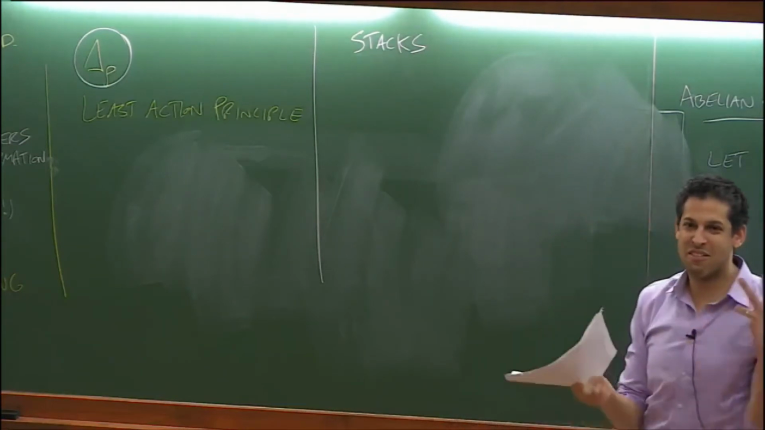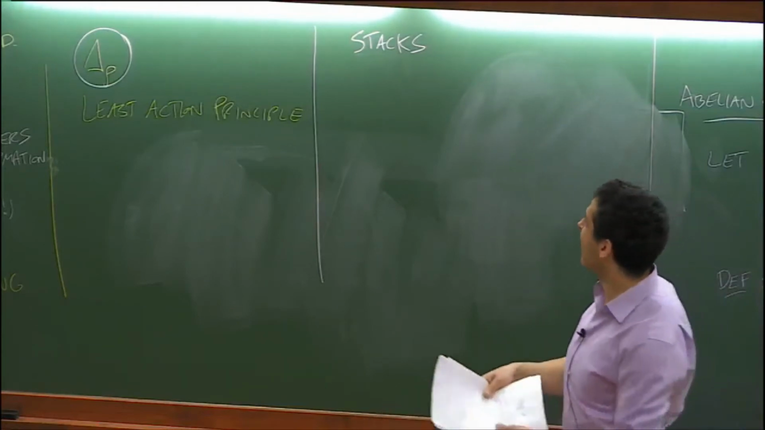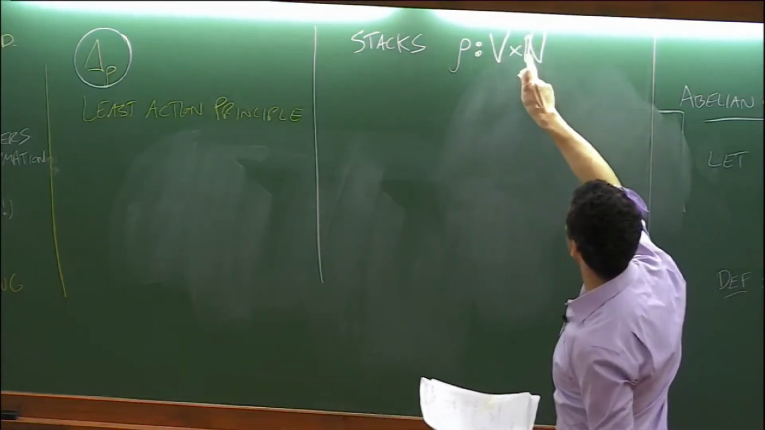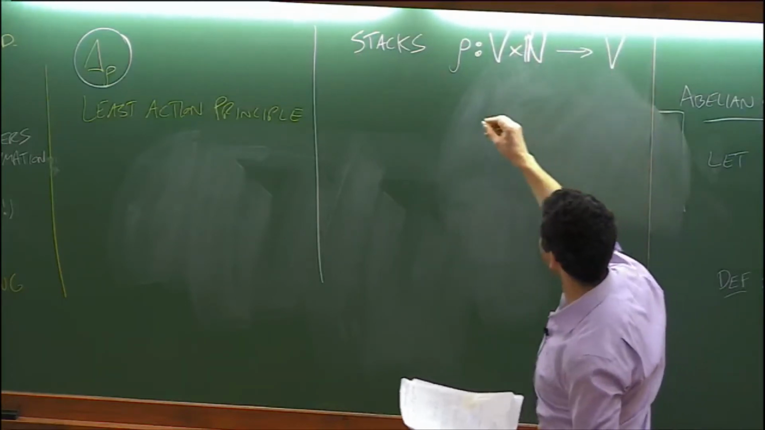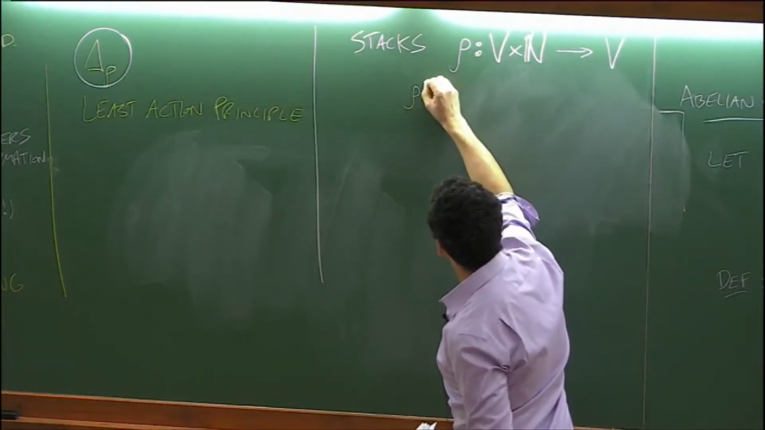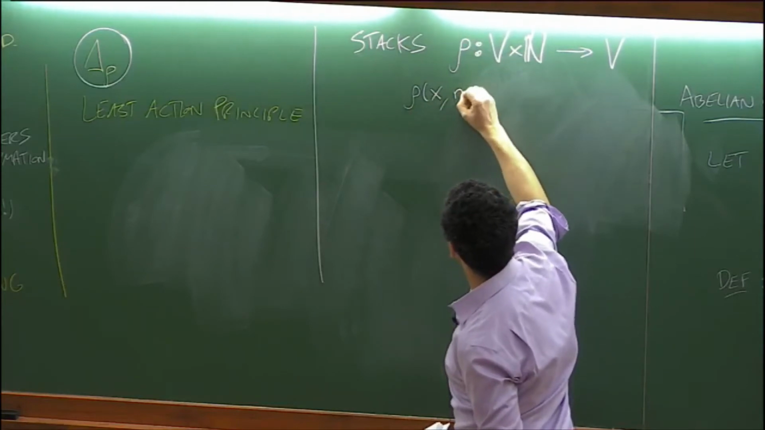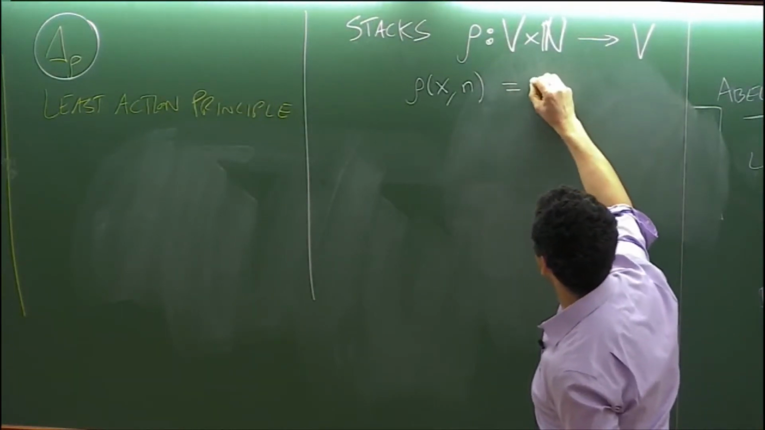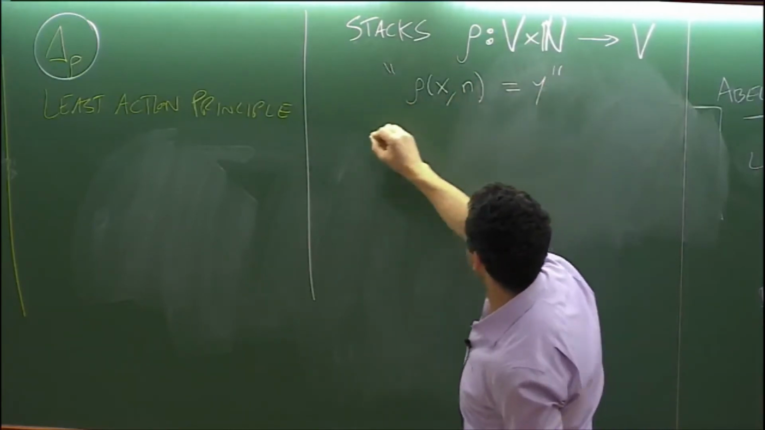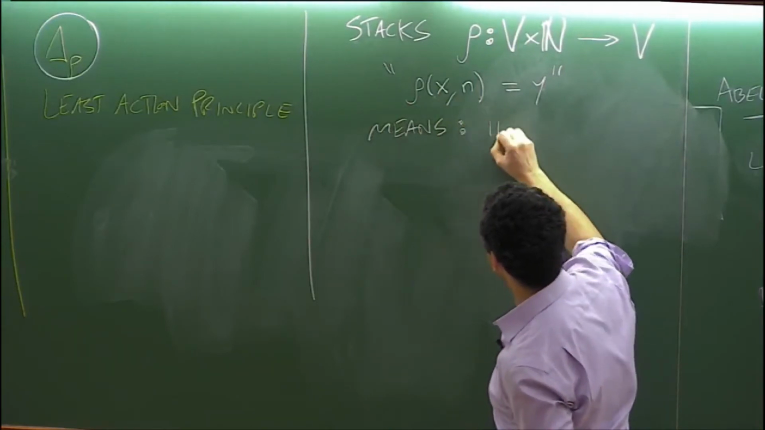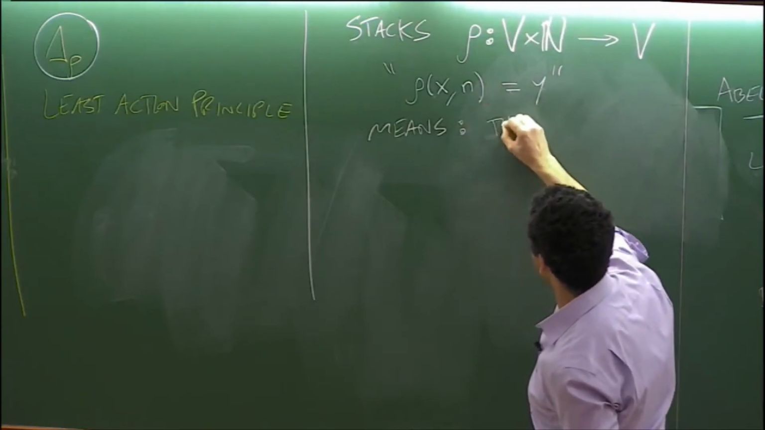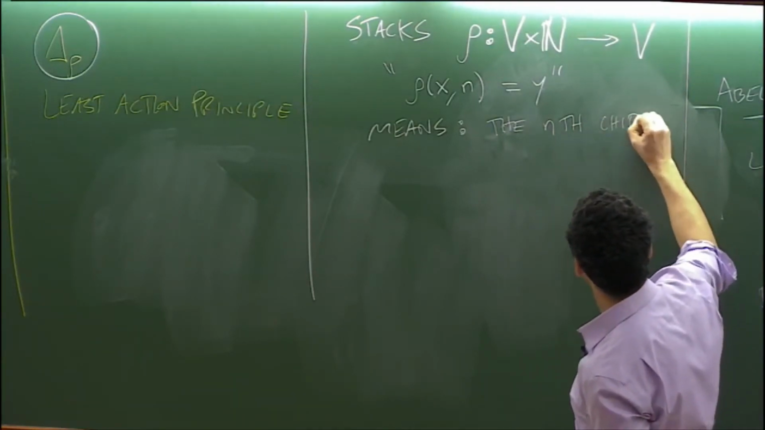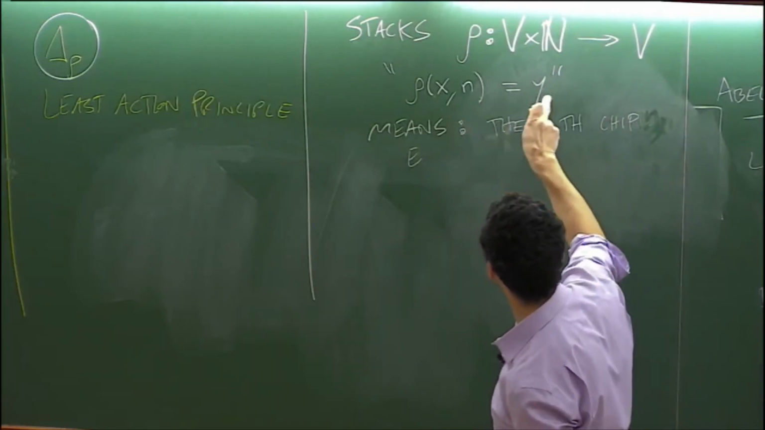If your model is random, you could think of them as some quenched randomness, some coins you flipped in advance. Okay? And so mathematically, they're a map rho from the vertices of your graph across the non-negative integers to the vertices. And you think of rho of a vertex x and an integer n as some vertex y. So this means that, whatever your model is doing, the nth chip emitted from x goes to y.